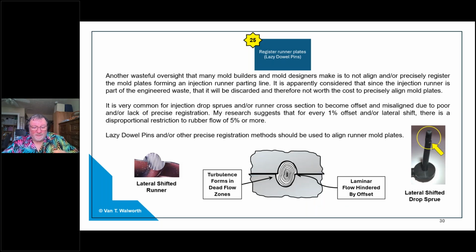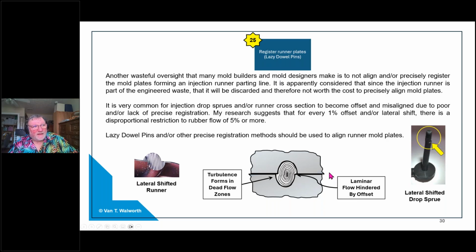A lot of people, again, to save cost, when you have an injection hot runner plate, there's a tendency to not provide precise registration for those plates. As a result, runners can get off center, offset with a lateral shift to each other. The downcomer sprue from the injection press can get offset so that it's not aligned, and you say, well, who cares? We're going to throw that away anyway.